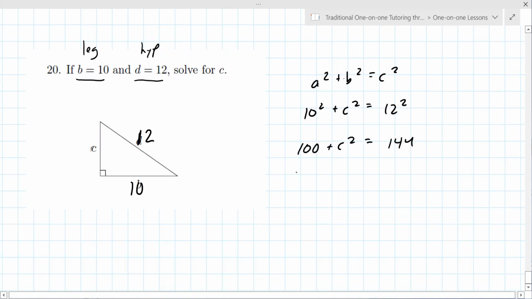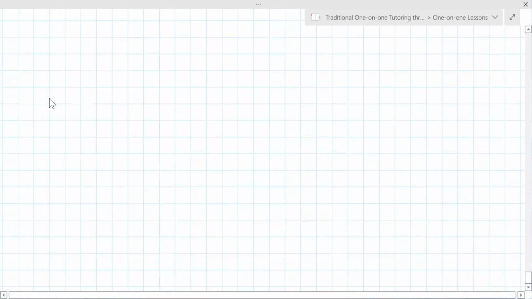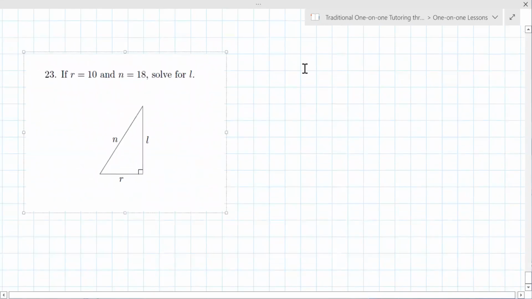Okay, and now you've got to subtract. So c squared equals 44. And guess what you're doing yet again? You're taking yet another square root: 2 and 22, 2 and 11. So c is 2 square root 11. All right, so let's have you just try one of these, and if you get it, we'll move on to a different topic, something completely different for the rest of the hour.